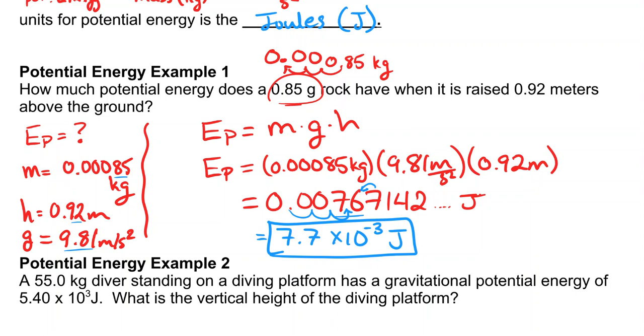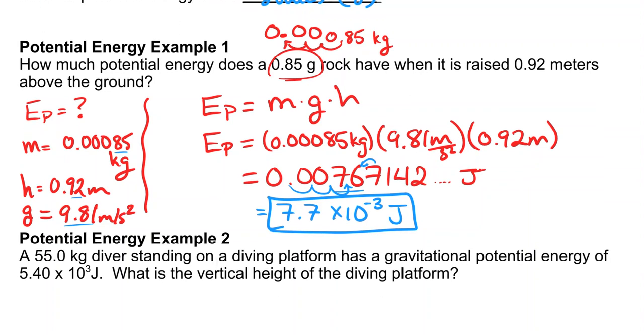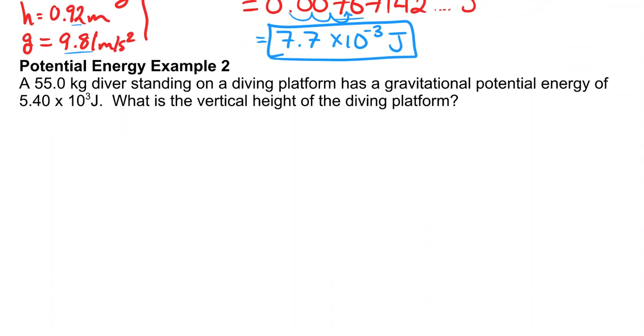Now that's going to be important. This doesn't seem super important right now, but we're going to do lots of amazing things with that here in a few days. So let's keep at it. Last example we're going to do. Potential energy number 2: a 55 kilogram diver standing on a diving platform has a gravitational potential energy of 5.40 times 10 to the 3 joules. What is the vertical height of the diving platform? Squiggly line. Here we go.